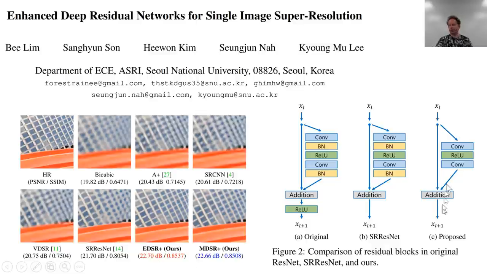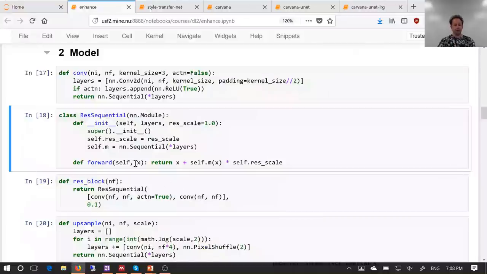And they did these pragmatic things like throw away batch norm and use this little scaling factor, which almost nobody else seems to know about, and stuff like that. Okay, so that's where the point one comes from.